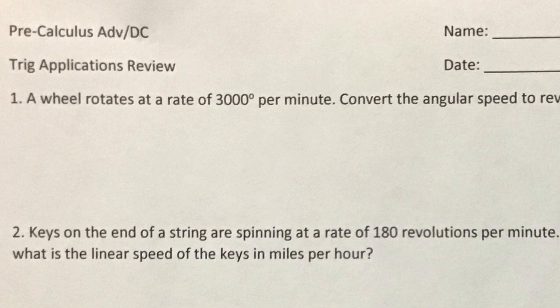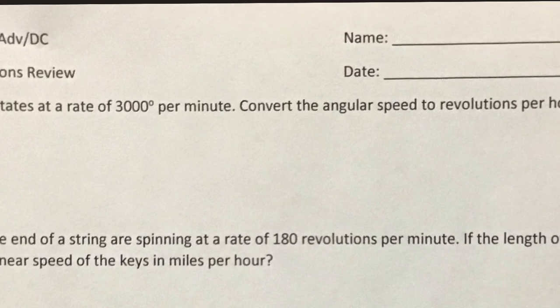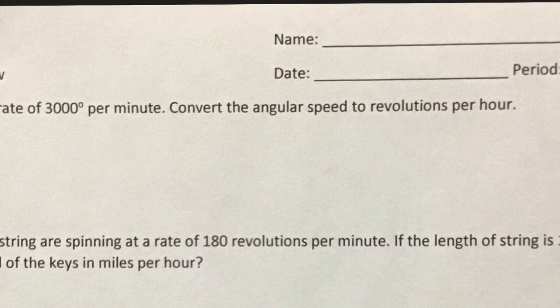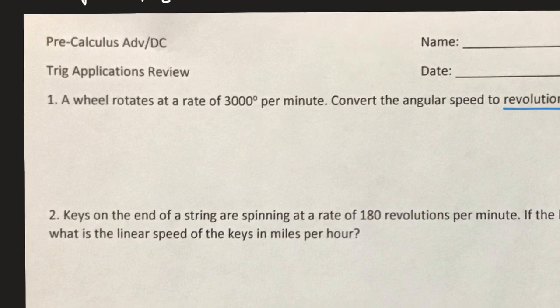So number 1 simply says a wheel rotates at a rate of 3,000 degrees per minute. So in 1 minute, it has a 3,000 degree rotation. 360 is 1 time around, so it goes around a lot of times. Convert the angular speed into revolutions per hour. So this is just a straight up conversion problem.